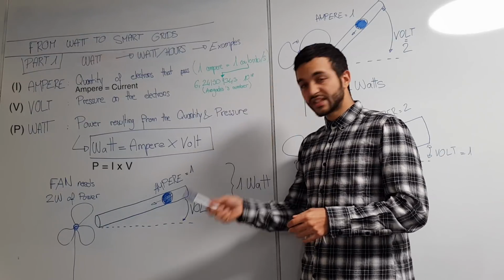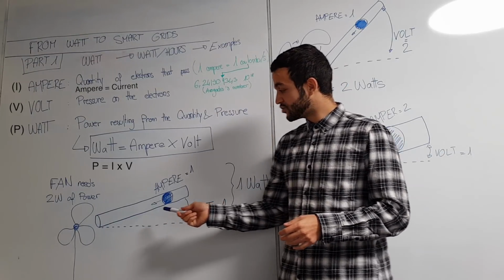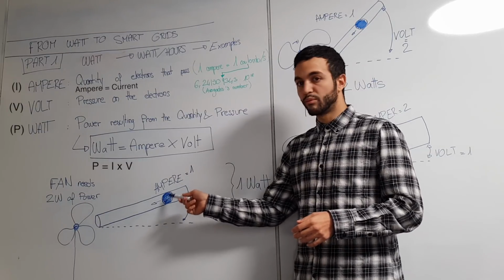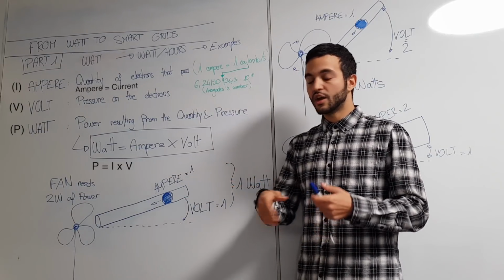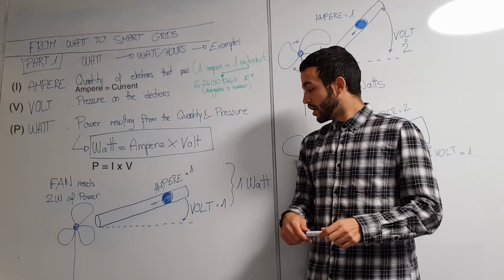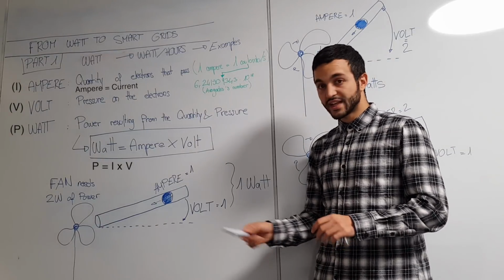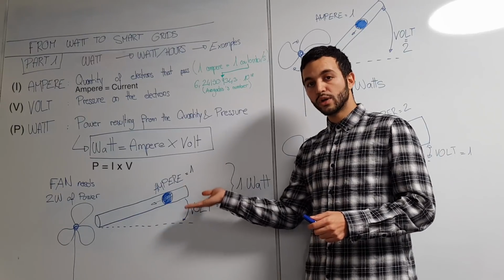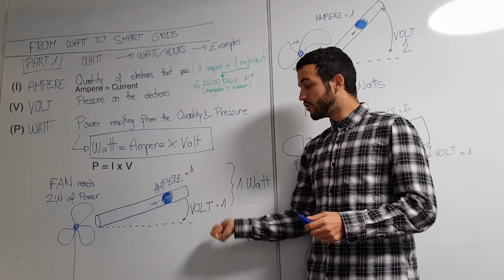So let's imagine that you have a tube. This tube has a capacity of 1 ampere. So you can put a certain ball. The ball has a certain size. You cannot put a bigger ball. Then you have the voltage. In this case, you can compare the voltage with gravity. So the higher you put the tube, the more voltage you will have.